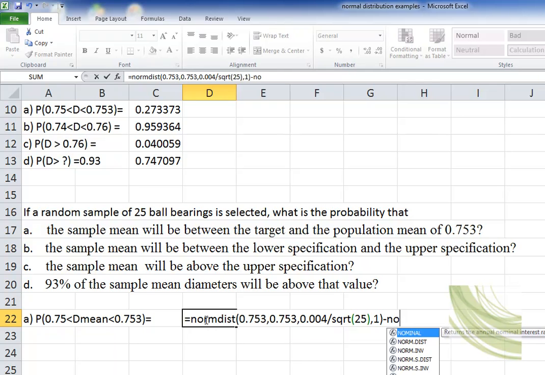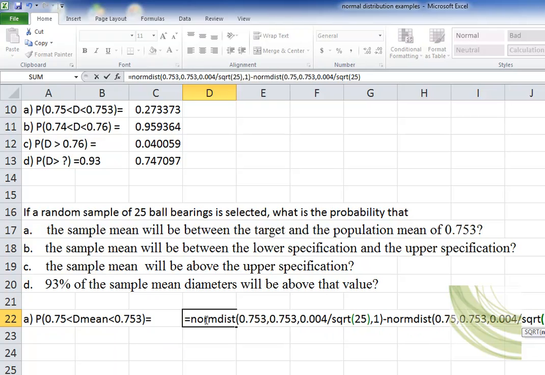minus NORM.DIST. Then you put target value 0.75, comma, mean 0.753. And then we get standard deviation 0.004 divided by square root SQRT 25, comma 1. So be careful with the change of your diameter standard deviation.